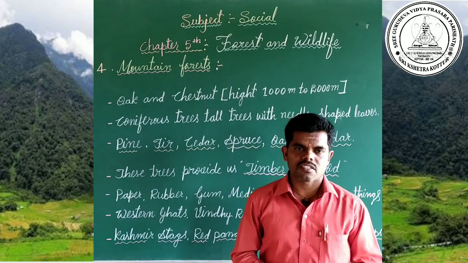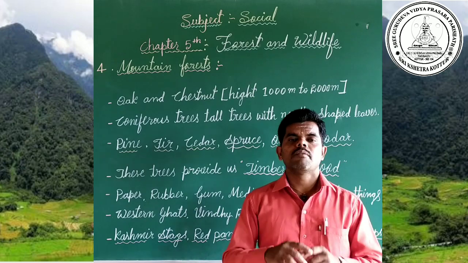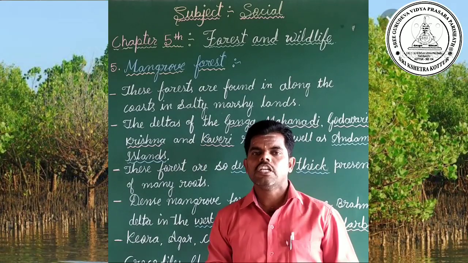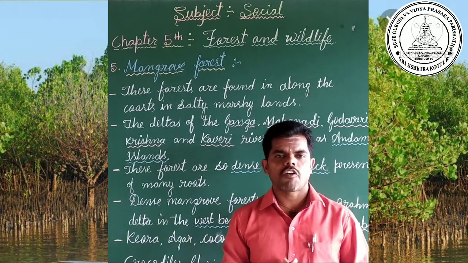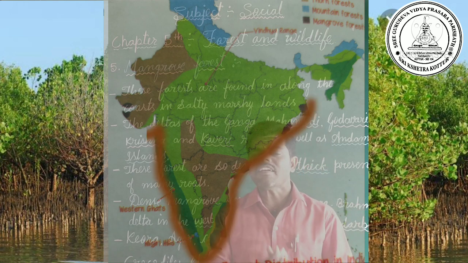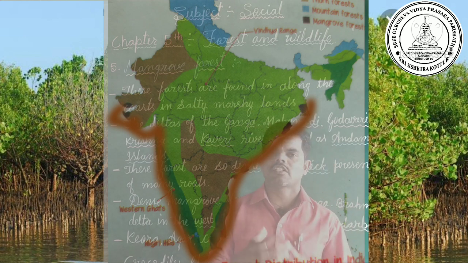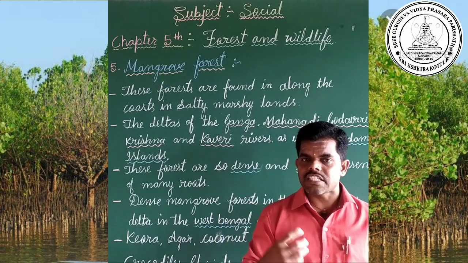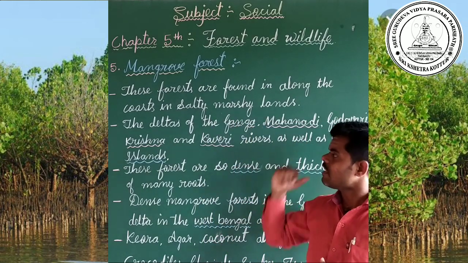Now let us discuss the fifth forest. The fifth forest's name is Mangrove Forest. The tidal forests are known as the Mangrove Forest. These kinds of forests we can see near coastal areas and salty and marshy land, where the place is very wet. Coastal areas are always wet, so we see these forests near salt and marshy land.